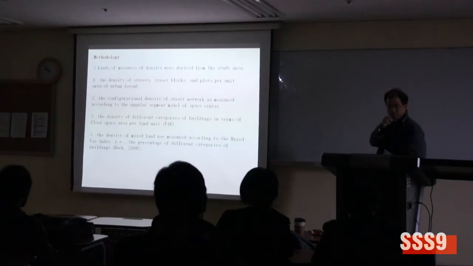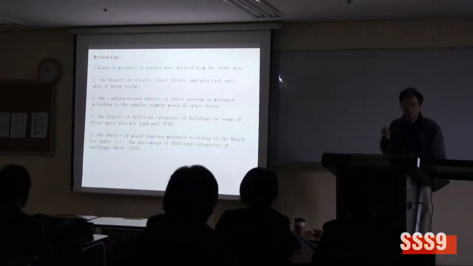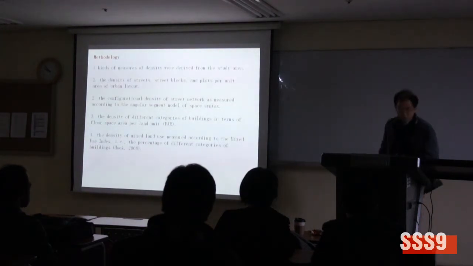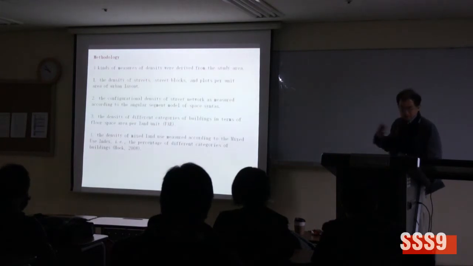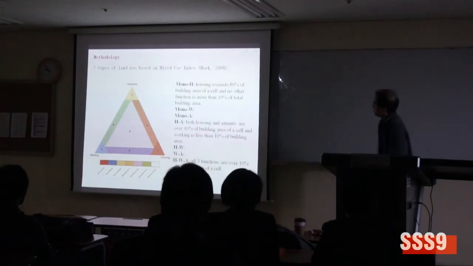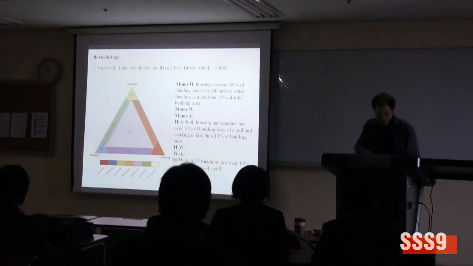Third is the density of the different categories of buildings in terms of floor space area. And fourth is the density of mixed land use, according to the mixed use index, that is the percentage of different categories of building areas. This model was explained in the last presentation, so I will skip this.